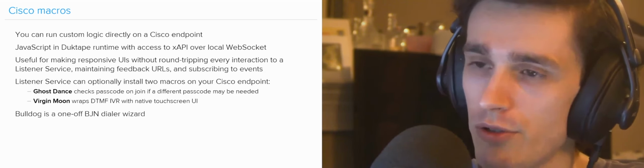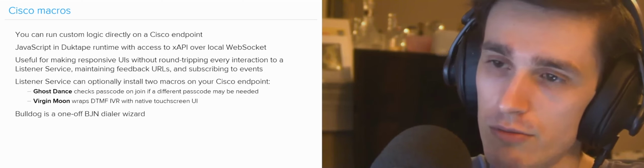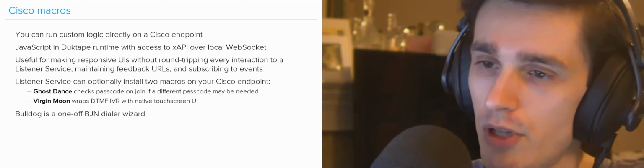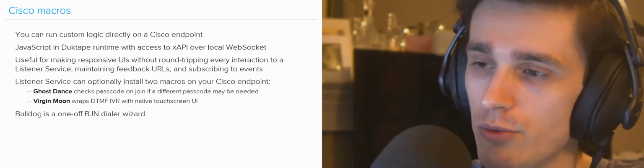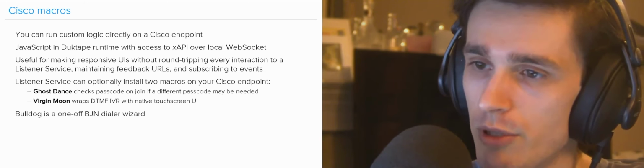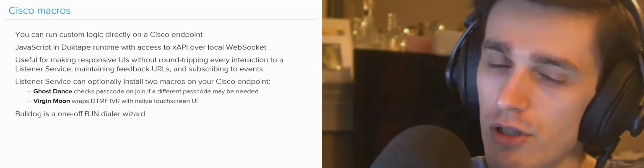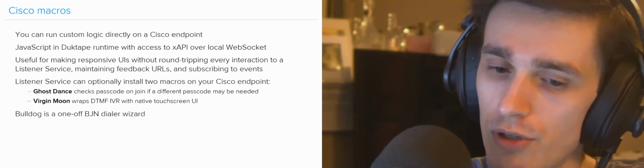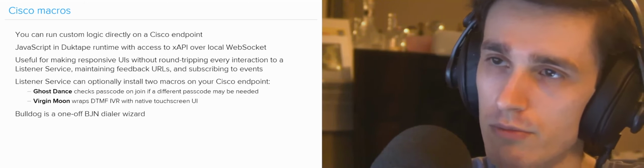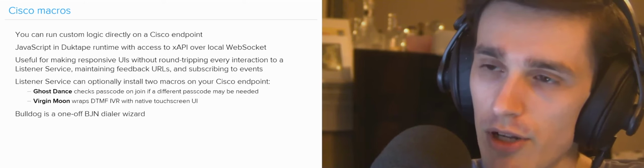We've built two macros that are part of Relay that you can pick from if you want to use them. And we've also made some additional ones that are just one-offs that aren't part of Relay that people have wanted. Ghost Dance is a passcode checker. It solves the problem where the invitation that you try to dial doesn't have the right passcode.